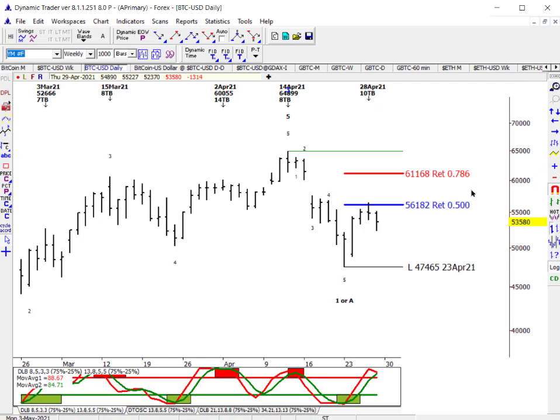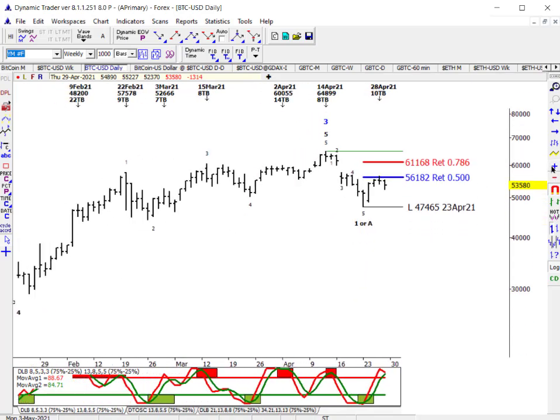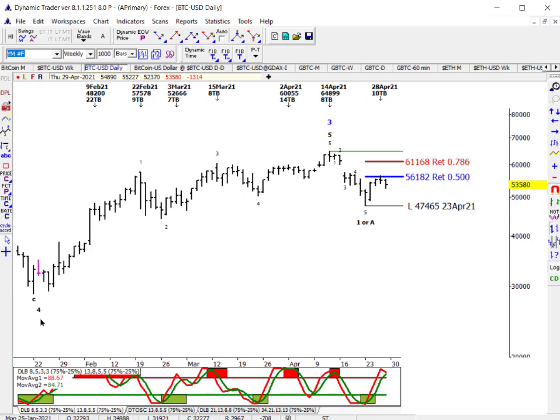Here's Bitcoin daily. I don't have Friday's data in here, but it's data through Thursday. Let me just expand that a bit. So here was our wave 5. We call that an ending diagonal.